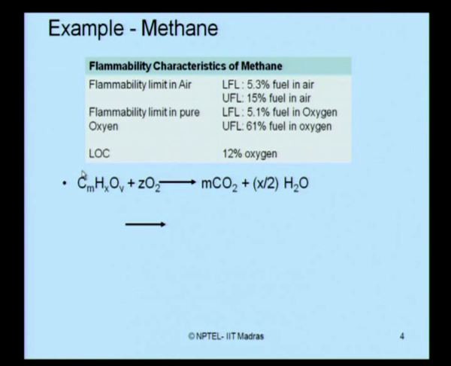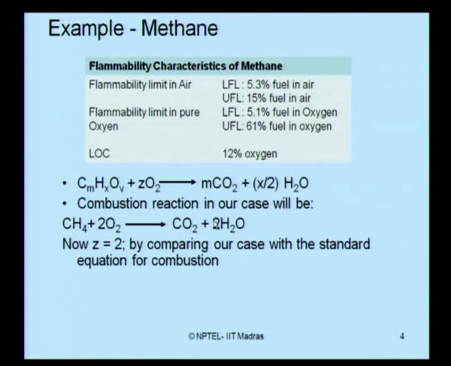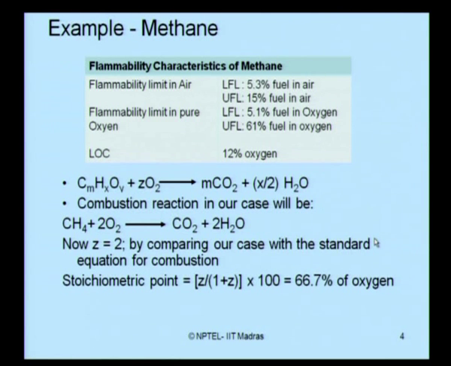So this becomes my combustion reaction for the fuel which I am considering. Comparing this chemical combustion reaction, which is a general expression, with this specific expression for my specific example of CH4, I can easily say my Z is basically 2. Now for Z equal to 2, the stoichiometric point can be computed from a simple expression like this, which gives me 66.7% of oxygen.